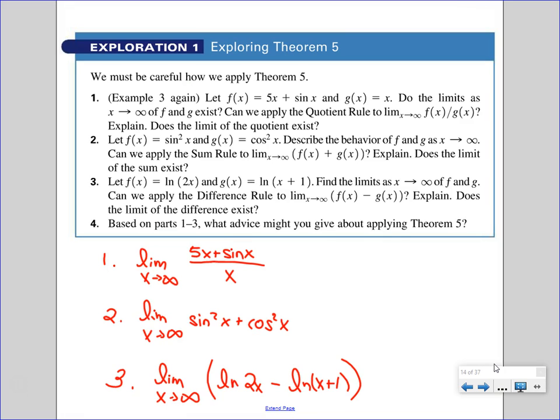Let's keep going. Ready? Set. Okay, pause. You could write this whole thing, but what have I done for you? Take f as 5x plus sine x. Hey, look, it's right there. And g as x. Look, it's right there. Do the limits as x goes to infinity exist? Can we apply the quotient rule? Explain. You don't have to write all of this, but I do want you to write the problem and then read and see, how would I answer that question? So you can dig just a little deeper. Not yet. Think through 1 and 2 and 3.